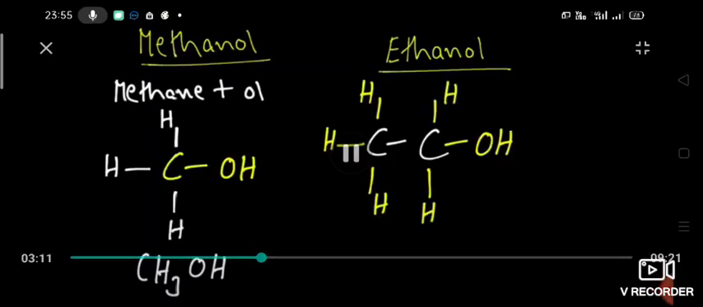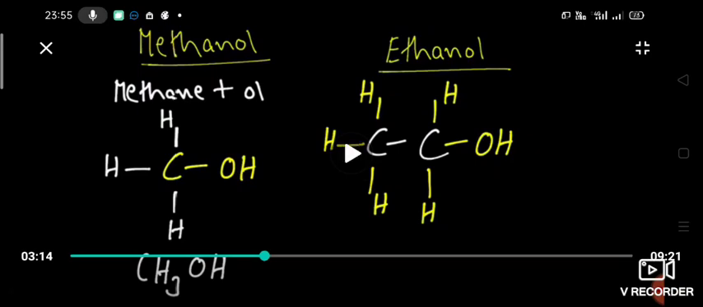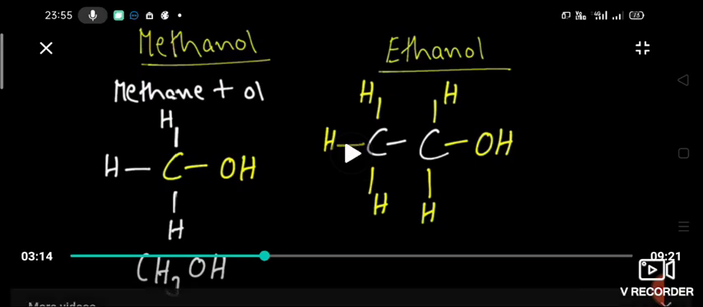Next you see ethanol. What is the formula for ethanol? Ethanol means you know that it contains 2 carbon atoms. If it contains 2 carbon atoms with the functional group OH, it is named ethanol. What is the formula? See the number of bonds around the carbon. In the first carbon, 4 bonds are there: 3 hydrogen bonds and another one with carbon. The second carbon atom also contains 4 bonds: one with carbon, another with hydrogen, another with oxygen, another with hydrogen.